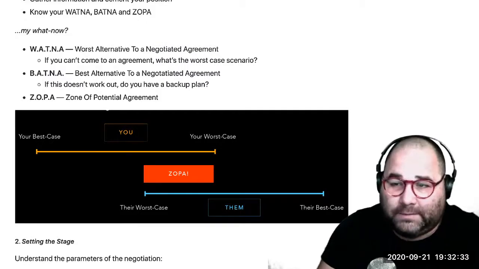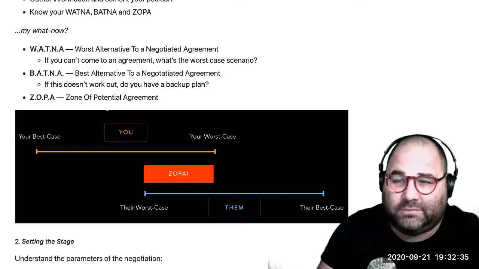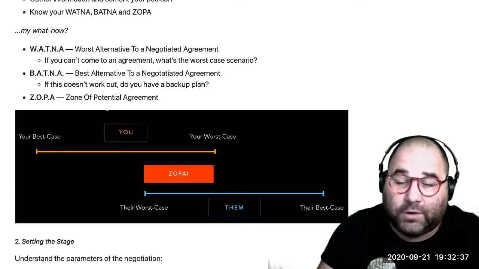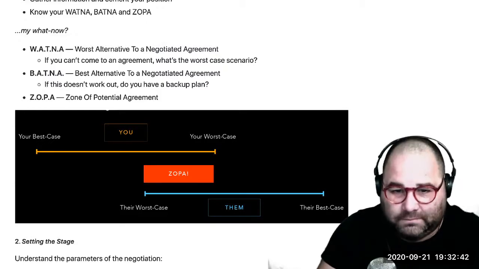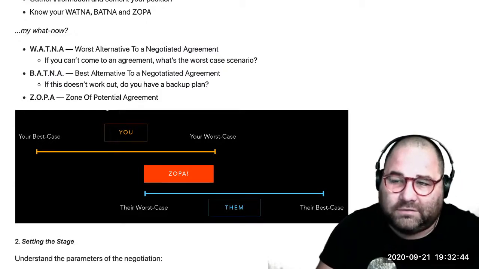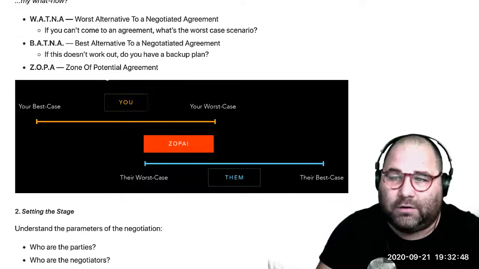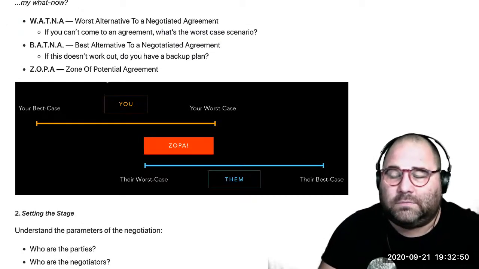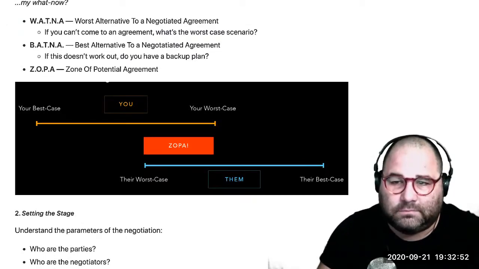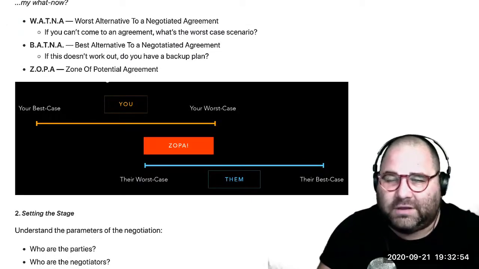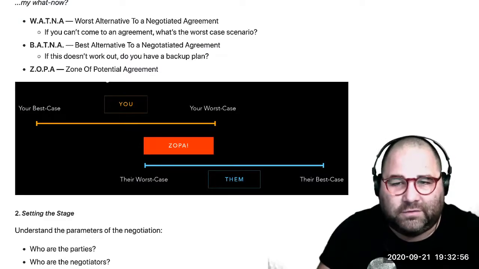Now, ZOPA, besides being something you would probably yell in a Greek restaurant, is the zone of potential agreement. And I made this little chart here, black background because I'm terrible. Here's your position. So we have your best case and we have your worst case. Money is an easy way to talk about this.